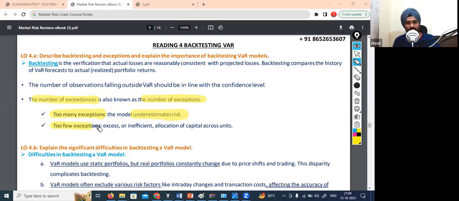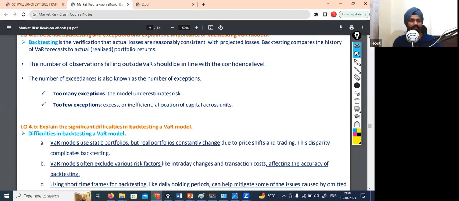But if there are only few exceptions, the VaR is not breached at all, that's an inefficient use of capital across units. You've put in a lot of capital, but you've not done the job well, wherein you're not even taking risk and delivering returns to your shareholders. That is what the thing is. So it has to be in line with what is expected.